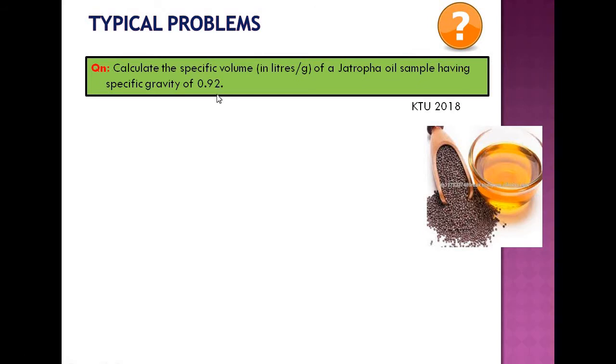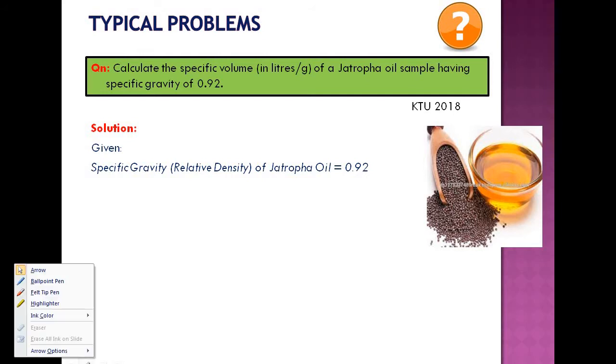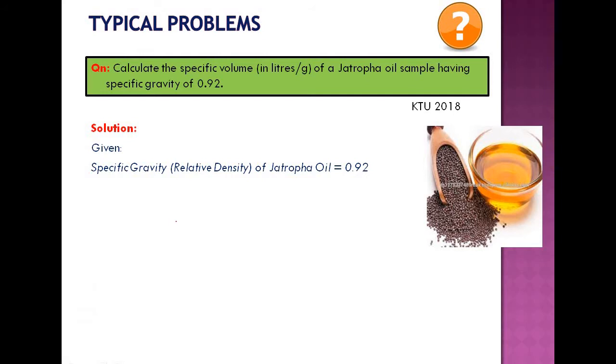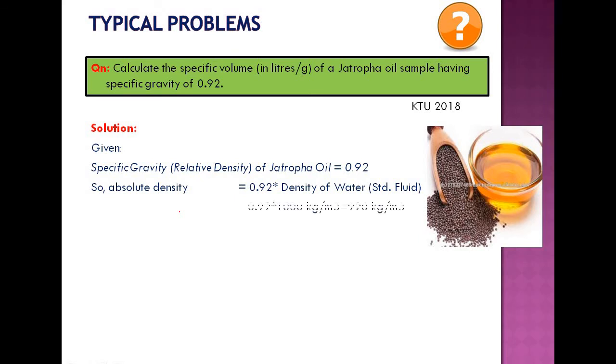Specific gravity, as we know, is relative density. The given data is relative density of Jatropha oil as 0.92. Okay. So, what is the density? How to estimate the density? Because relative density is the density of Jatropha oil divided by that of water. So, the absolute density is 0.92 into density of water. That will give you 920 kilogram per meter cube. That is very simple. Okay. So, we got the mass density as 920.